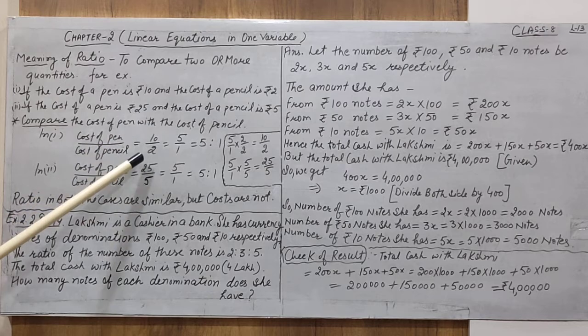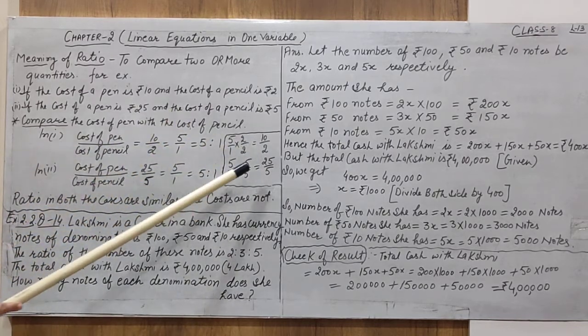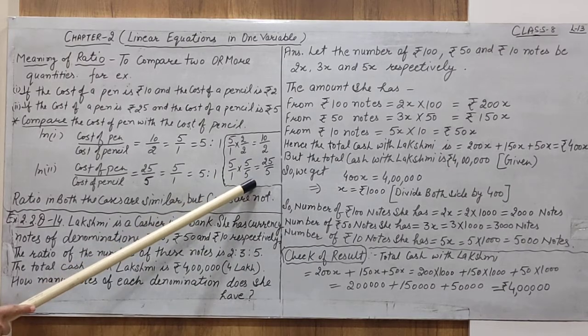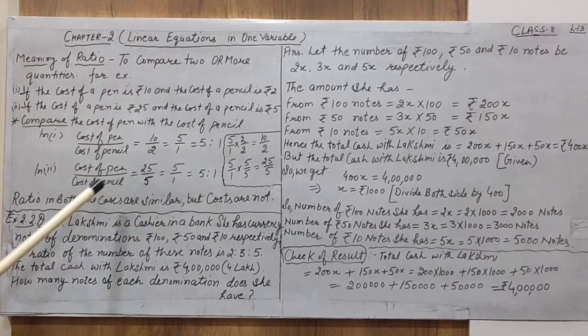To find out both the amounts, we are going to multiply with the same number in first case and with the same number in the second case. In second case, the 5 is multiplied with the numerator and the denominator. Numerator is the amount of pen and denominator is the amount of pencil.